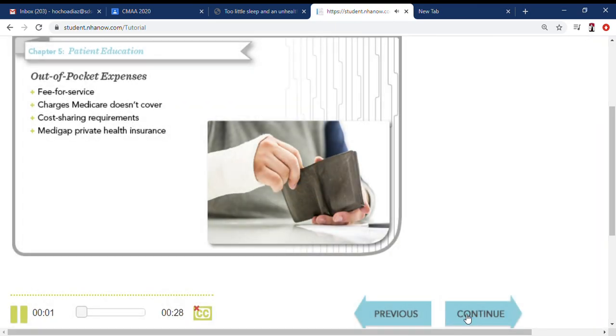Out-of-pocket expenses mostly come up for people who choose the fee-for-service option. They're responsible for charges that Medicare doesn't cover, as well as for various cost-sharing requirements of Parts A and B. The Medicare beneficiary, an employer-sponsored health plan, or Medigap may pay these expenses. Medigap is a private health insurance that pays for most of the charges that Parts A and B don't cover.